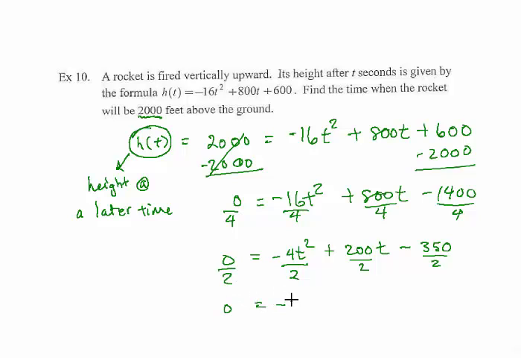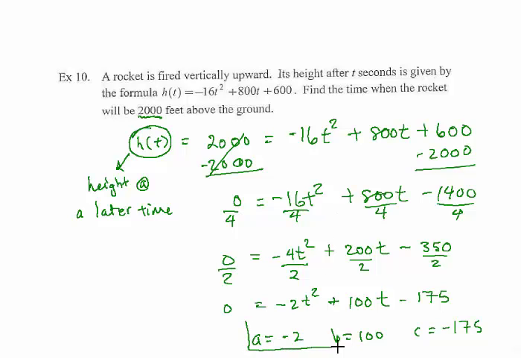And so finally we get an A, which is negative 2, a B, which is 100, and a, let's see, a C that's negative 175. So A equals negative 2, B equals 100, and C equals minus 175. If you wanted to, you could have just went with the bigger numbers, the minus 16, 800, and the minus 1400 for your ABC. You'd end up with the same solution. I just think it's easier to manage these smaller numbers in terms of computing the quadratic formula.